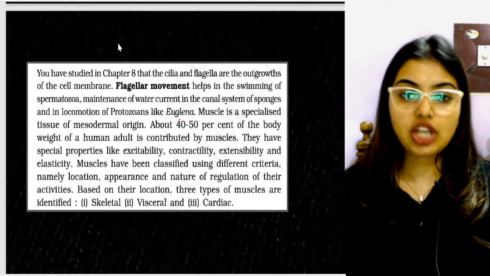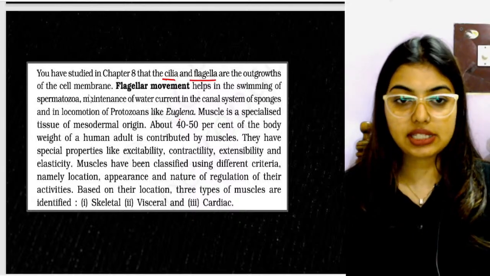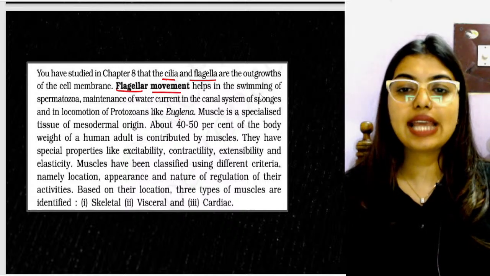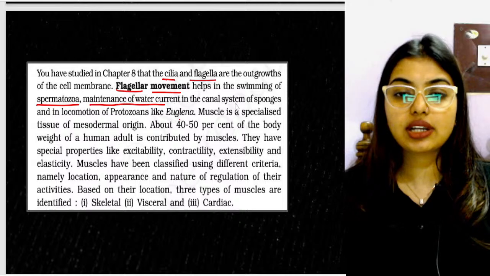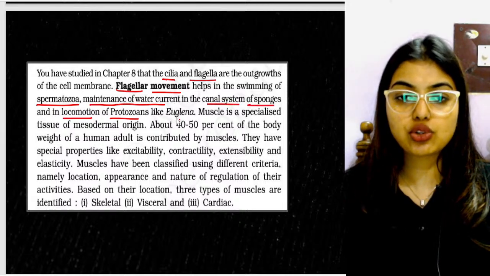You have studied in chapter 8 that cilia and flagella are outward extensions of the cell membrane. You would have studied it in the cell chapter. Flagellary movements help in swimming of the spermatozoa, maintenance of the water current in the canal system of the sponges, and in locomotion of the protozoans like Euglena.